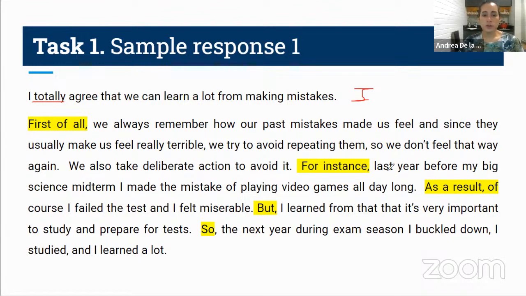He has good transitions. He has his reason. And in this case, since he only has one reason, he made it a little bit longer. So he explained it more than in the previous one, right? Honestly, I don't recommend that. I wouldn't do that. I would try to summarize it a bit more and say something like, first of all, our past mistakes make us feel really terrible and we try to avoid repeating them, right? That would have been enough. That he did explain it, it's fine. And then he had his example, right? And his example basically has the same things as we did before.